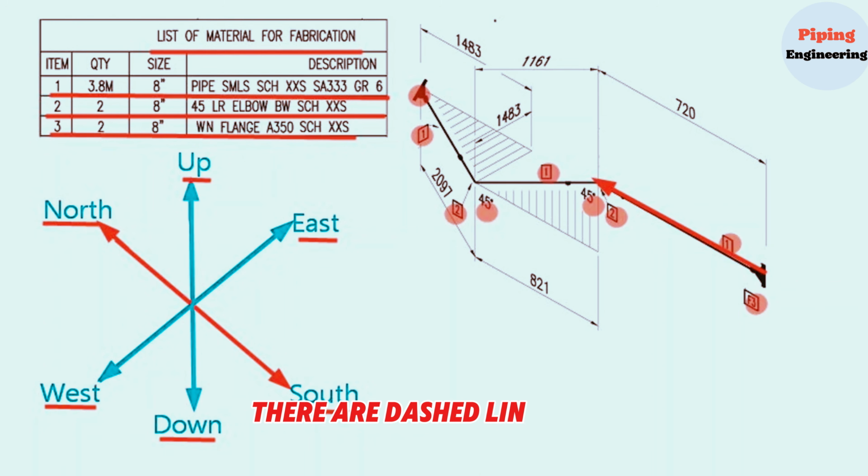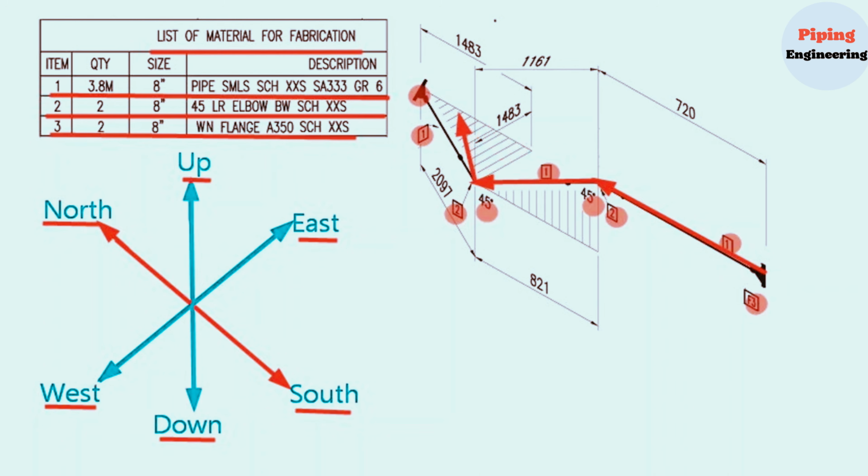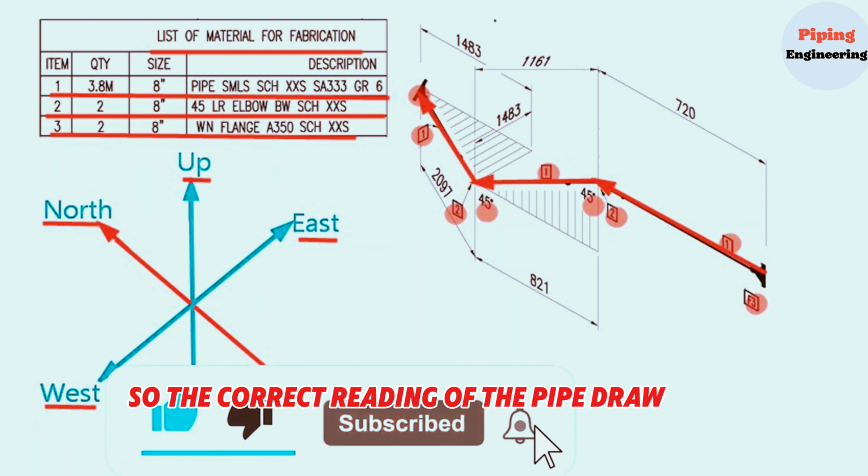There are dashed lines here, we will move along these lines, first down vertical and then north. There are dashed lines here too, along which we will move first to the east and then north direction, horizontal. So, the correct reading of the pipe drawing is completed.